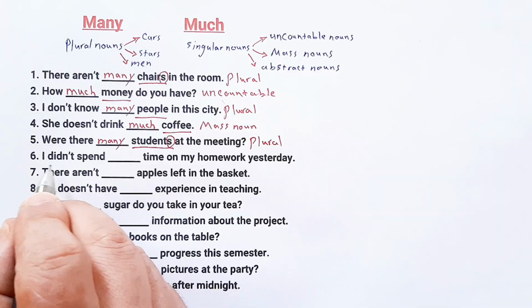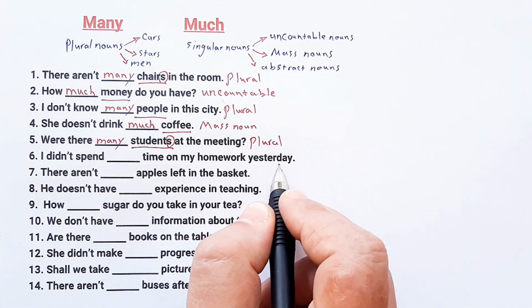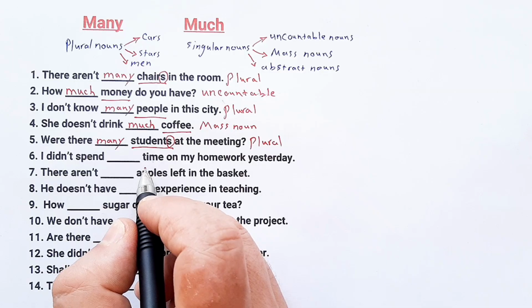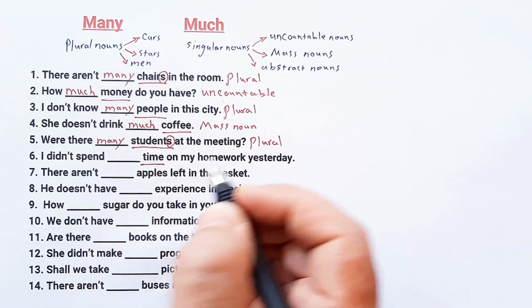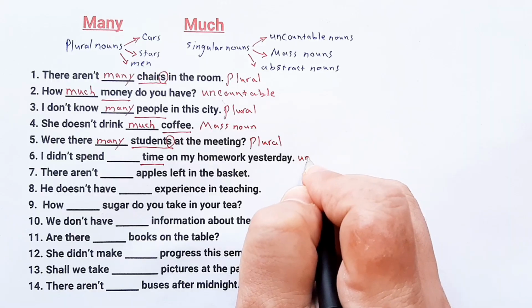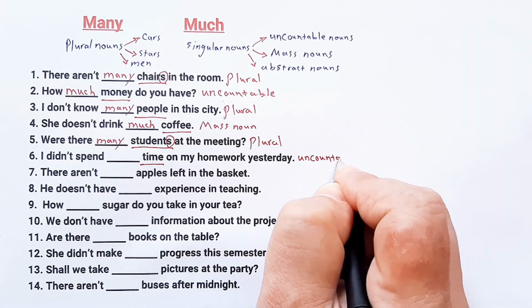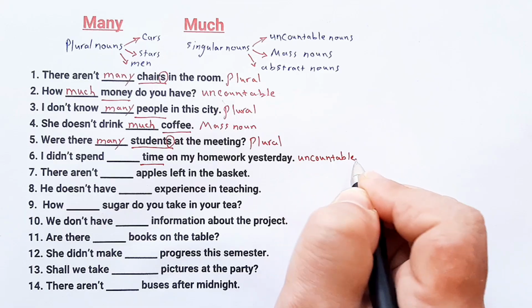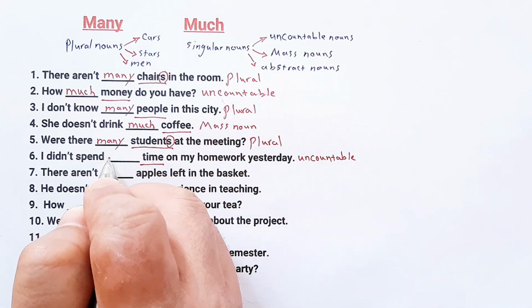Number 6, I didn't spend blank time on my homework yesterday. What is the answer, many or much? We know that time is uncountable. For uncountable nouns, we use much.